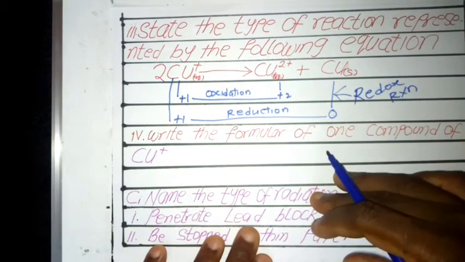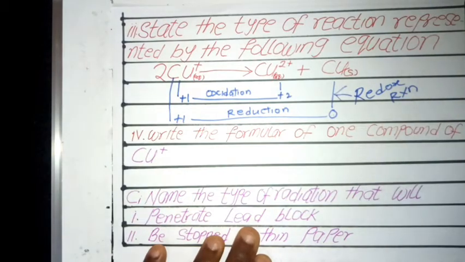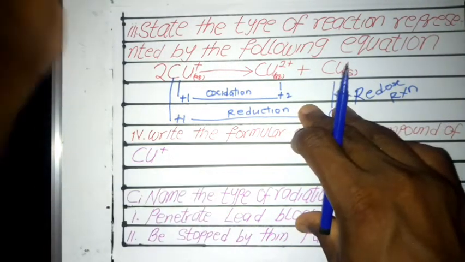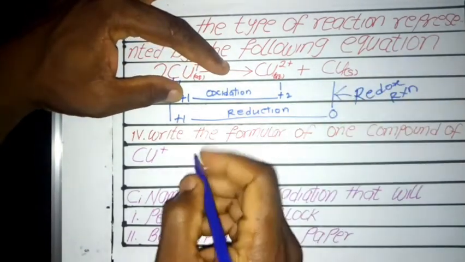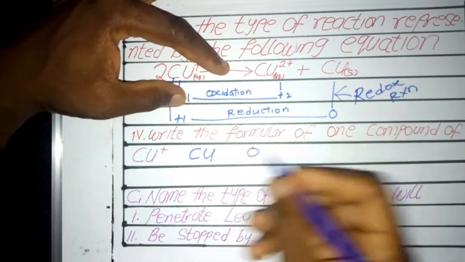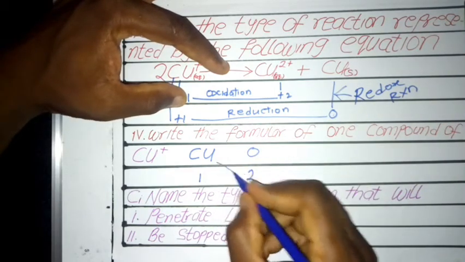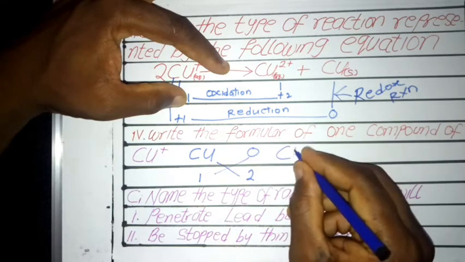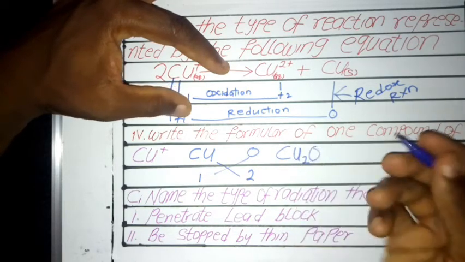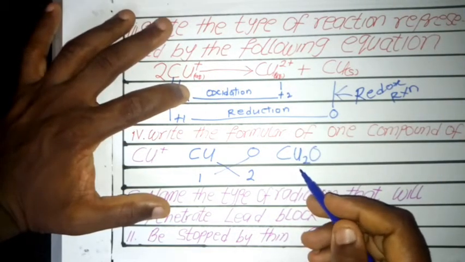Now write the formula of one compound of Cu+. You know copper has two valencies, 1 and 2. This Cu+ means a valency of 1. A major example there would be Cu2O. Let's do it like this: Cu has valency 1, oxygen has a valency of 2. So this is copper(I) oxide.